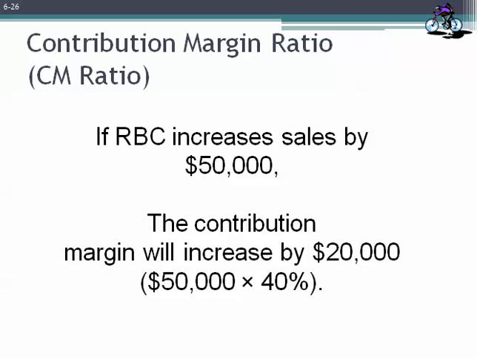If the racing bike company increases sales by $50,000, its contribution margin will increase by $20,000. We can calculate this by taking the $50,000 in sales and multiplying it by 40%. Because again, for every dollar in sales, we get to keep 40 cents or 40%.